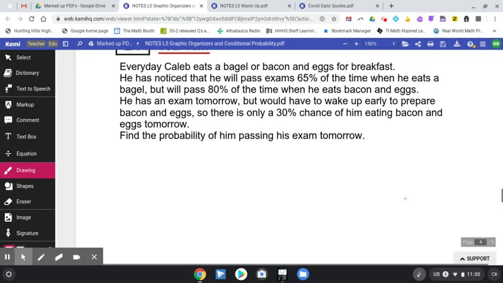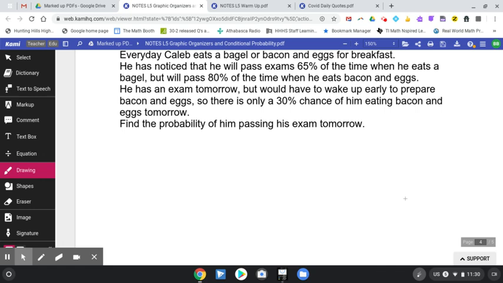So I'm going to set up my brackets, again, in the order that things would happen in. The first thing he would do, and the probabilities we're talking about, is the probability of what he'll have for breakfast and the probability of whether he'll pass his exam or not. So think about these in the order that they actually happen in. Breakfast is going to happen before the exam. So do breakfast first and then the exam.